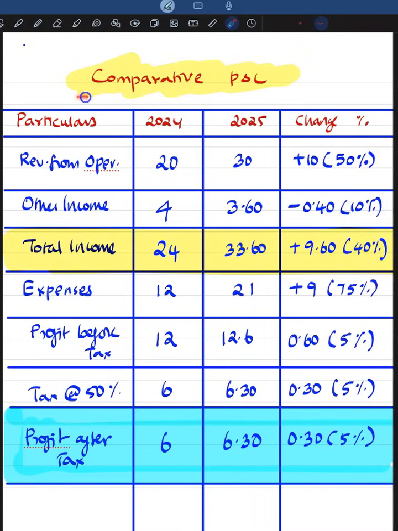So the comparative P&L analysis means we will be comparing 2 years. We see where is the change, what is the percentage of change, and that gives rise to the question to understand the problem areas. So here the problem area is this: despite 50% increase or despite overall 40% increase in income, they are able to achieve only 5% increase in profit. So they have to address this problem area.